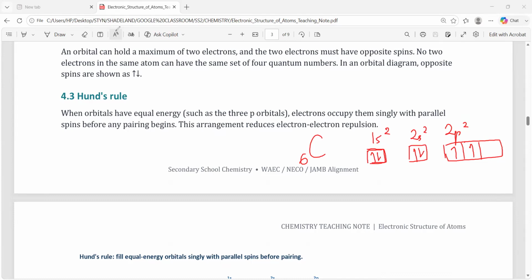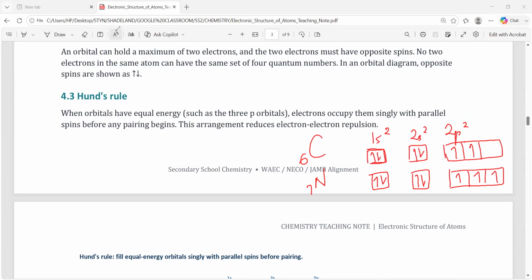Nitrogen. Very good. Now, for nitrogen, let me show you. Nitrogen is 7. So nitrogen's will be like this: 1s2, 2s2, 2p what? 3. So we'll go 1, 2, 3. You don't join 2 together when there is an empty orbital. Are we together? If there's an empty orbital, they will take 1, 1 first.